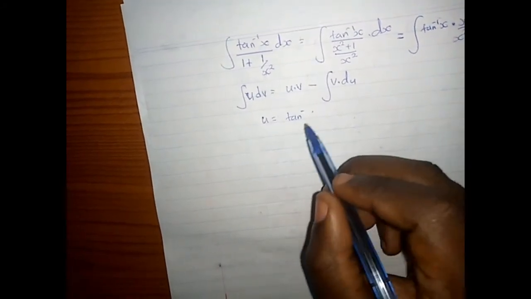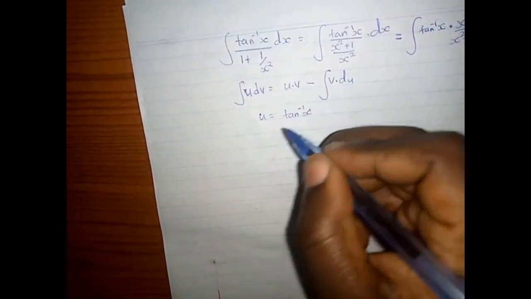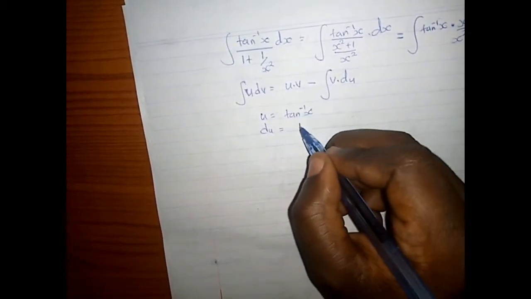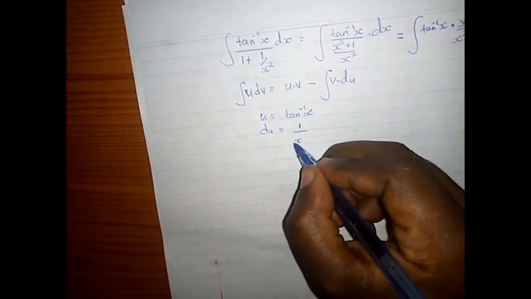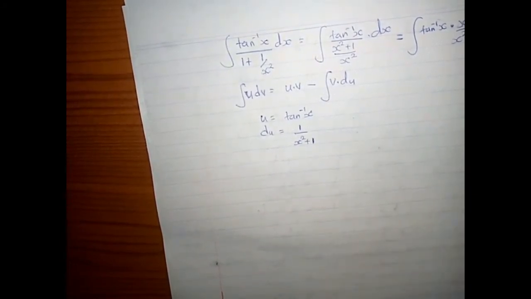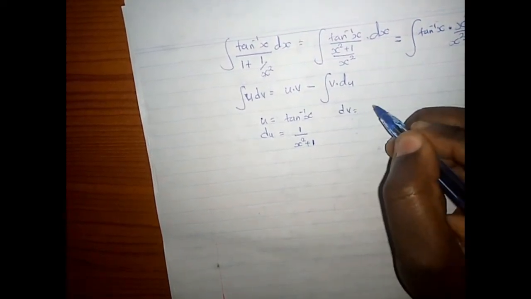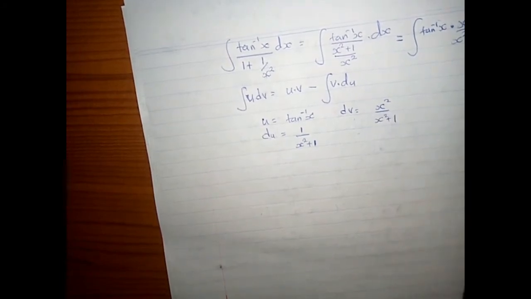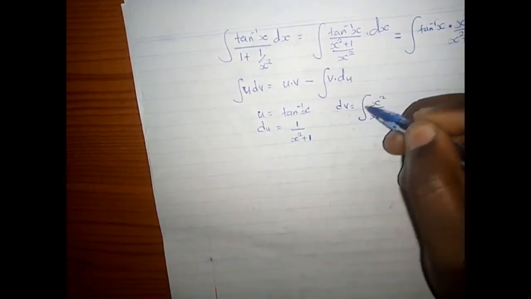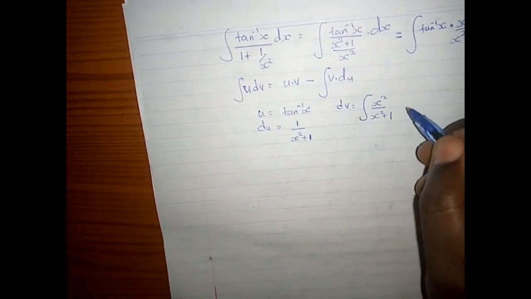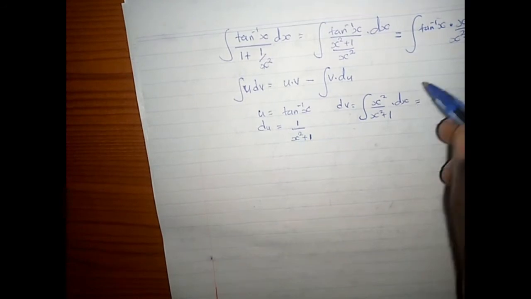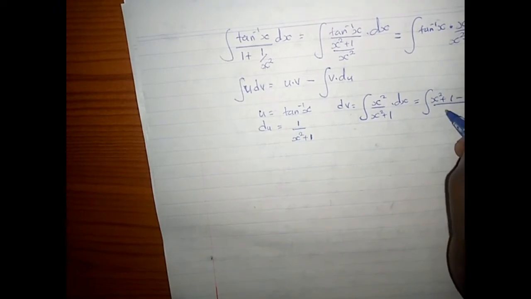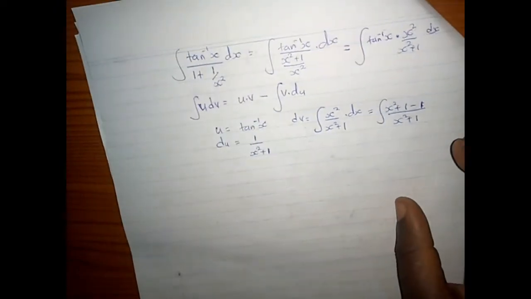My u will be this first one, tan inverse of x, so my du, if I differentiate this, I'll get 1 out of x squared plus 1, yes. Then my dv will be x squared out of x squared plus 1 dx. So if I integrate this to get v, I'll introduce plus 1 minus 1 so that I can easily solve it.